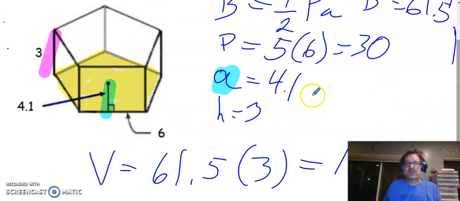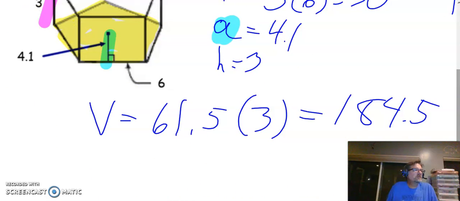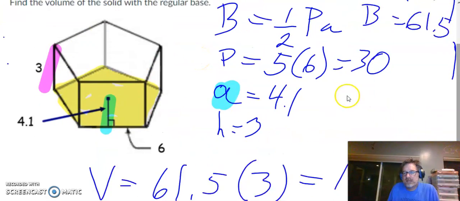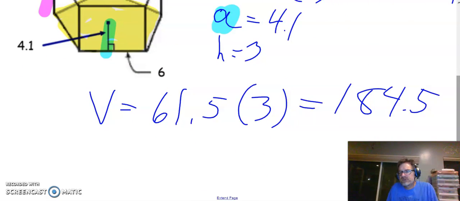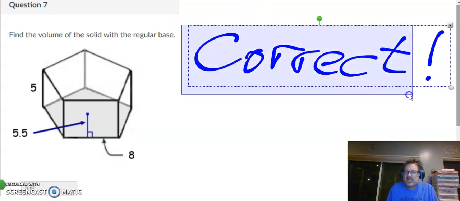Oh, I'm looking at the wrong one. On Canvas. So this was number 6. Yeah. So we should have gotten. Oh, they got a slightly different number. They got 342, but oh, I'm sorry. No, 184.5 is right. You got 342. I'm not really sure how you got the 342, but it should have been 184.5. And then 7, you got it correct. It's going to be the same.